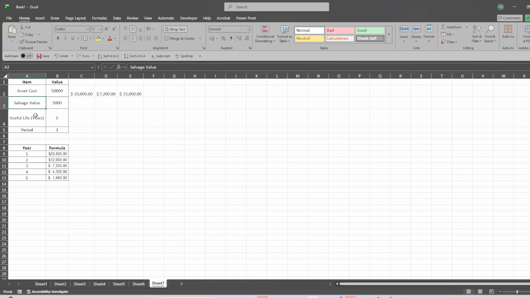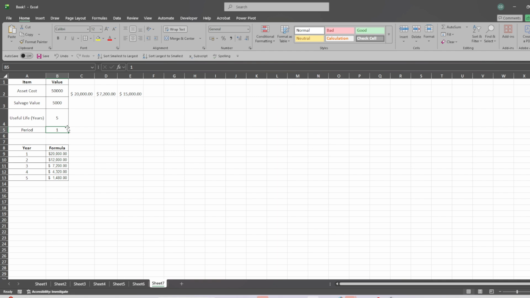Life is the total number of periods, such as years, over which the asset will be depreciated. Period is the specific year or period you want to calculate. Factor is optional, and if you leave it out, Excel uses 2 by default, which gives you the standard double declining balance method. Now let's use some sample data.